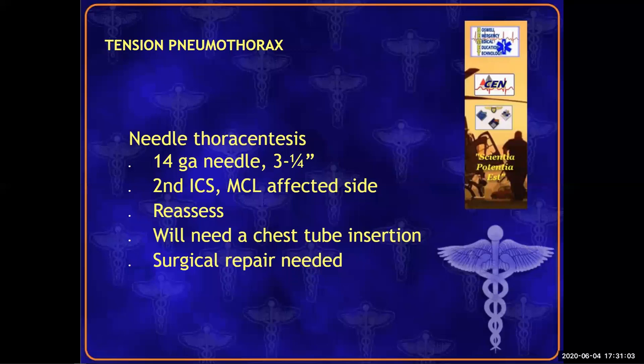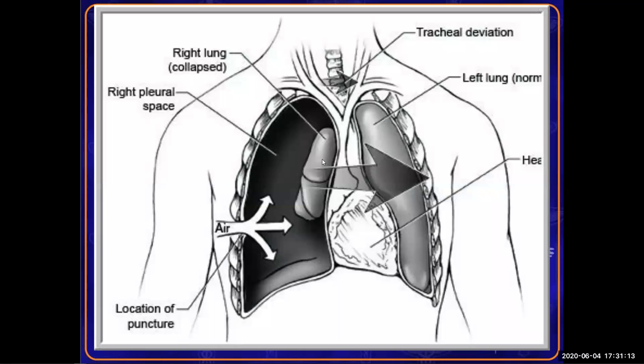No. This lung can only reinflate when you reestablish a negative pressure in here. It's the negative pressure that keeps the lung glued or vacuumed against the chest wall. That's why it's collapsed. You've lost the negative pressure that keeps it attached there.